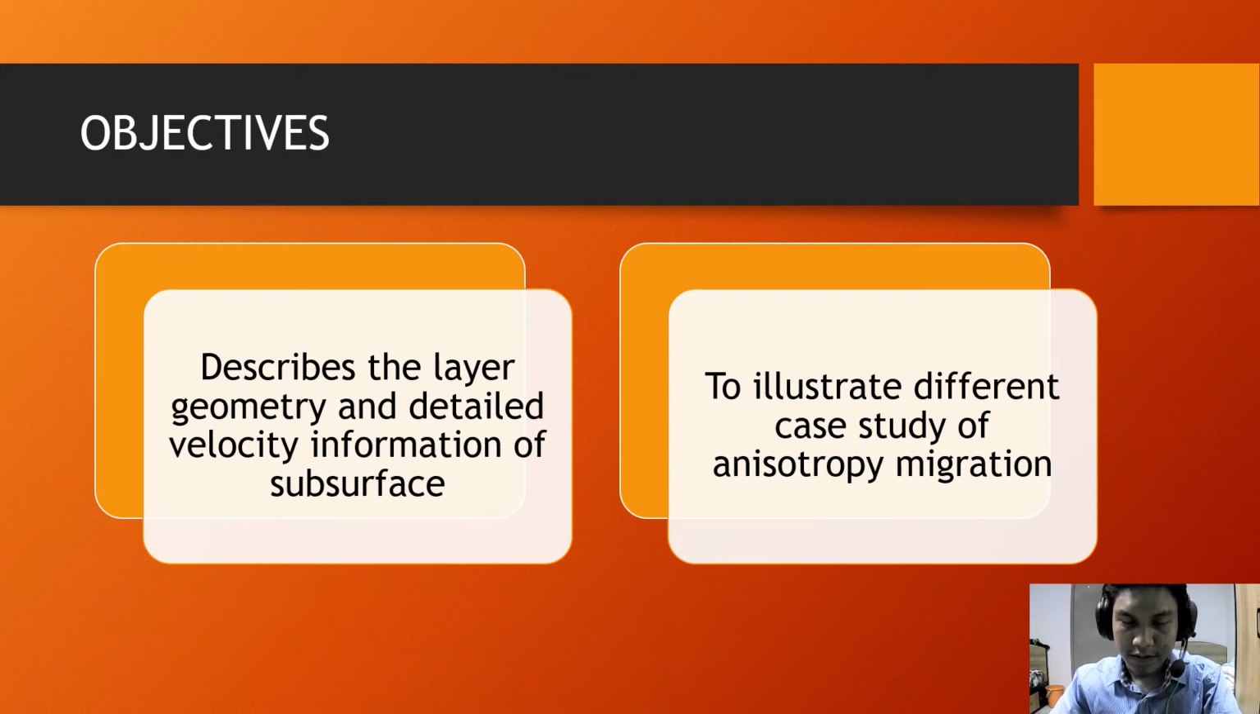So this is the objective. Mainly we have only two objectives here. First of all is to describe the layer geometry and the detailed velocity information of the subsurface. And lastly, we want to illustrate different case studies of this anisotropy migration.